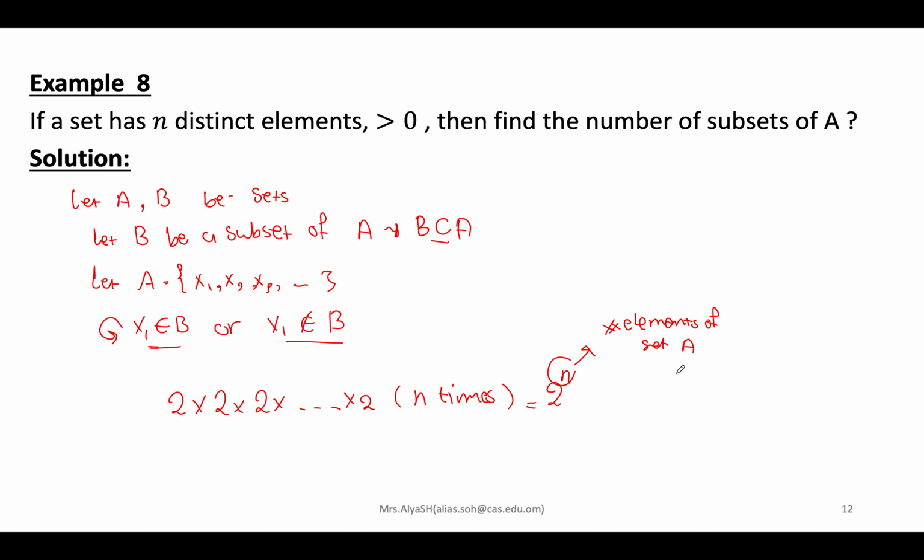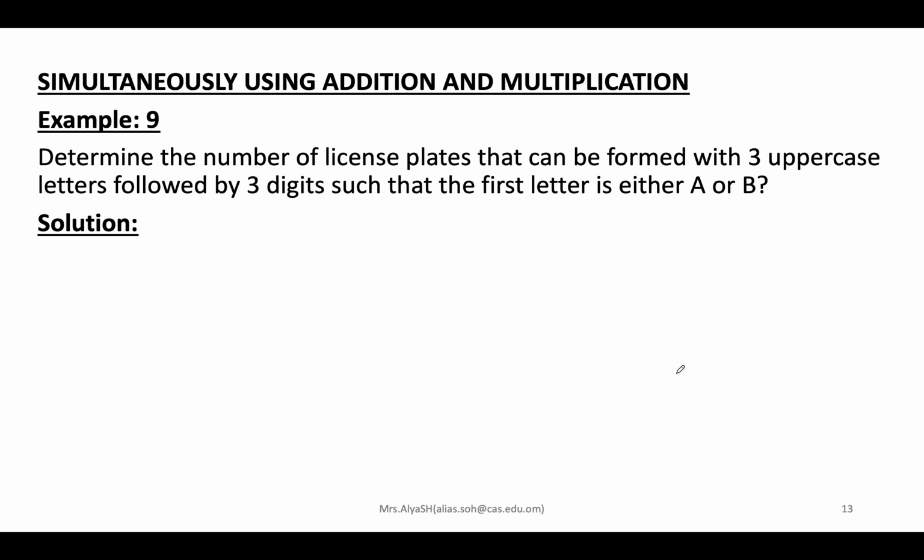Here we end up with the multiplication principle. Now let's see the combination, which is simultaneously using addition and multiplication. Let's suppose we want to determine the number of license plates that can be formed with 3 uppercase letters followed by 3 digits, such that the first letter is either A or B.